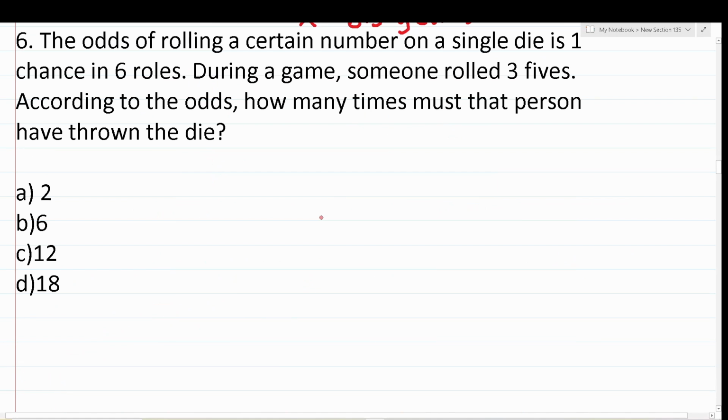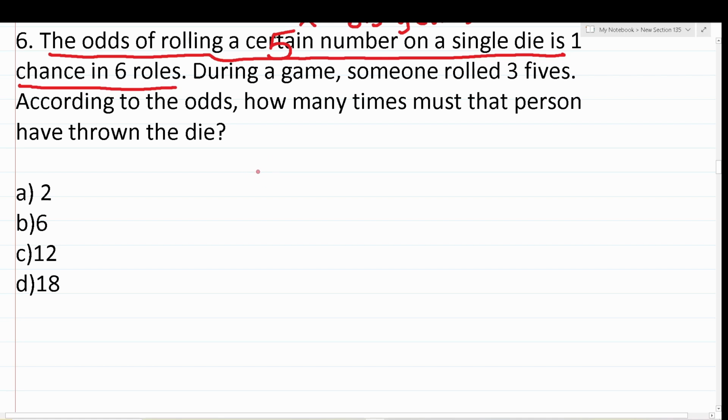All right, so number 6 says the odds of rolling a certain number on a single-sided die is 1 chance in 6 rolls. During a game, someone rolled 3 5s. According to the odds, how many times must that person have thrown the die? All right, so we know that certain number that they rolled is a 5. And the problem tells you right here, the odds of rolling that certain number, which is a 5, is 1 chance in 6 rolls. So to make this pretty easy to understand, let's go ahead and write this one out like this.